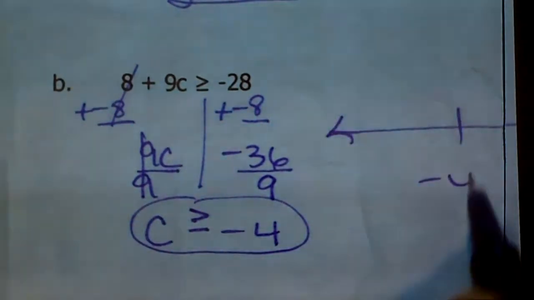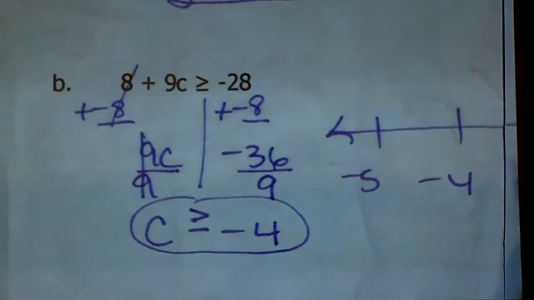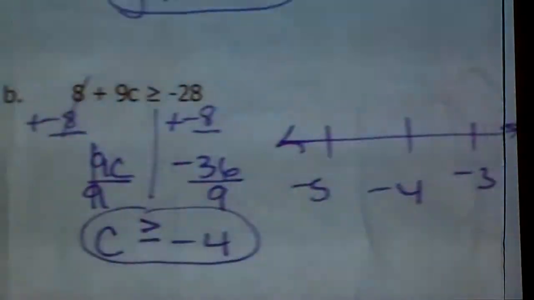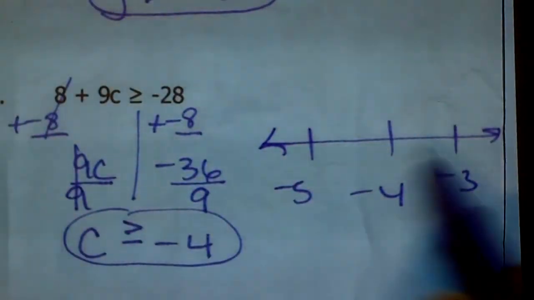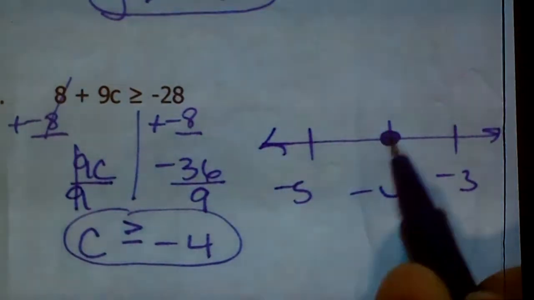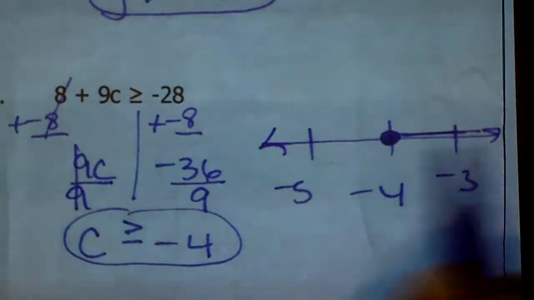Graph it. Negative 4 in the center, negative 5 to the left, negative 3 to the right. And if c is greater than or equal to negative 4, that means it can be negative 4, so I will close that circle. I'm going to shade to the right.